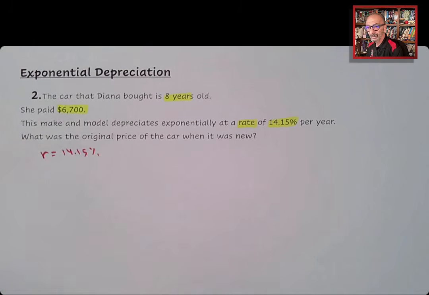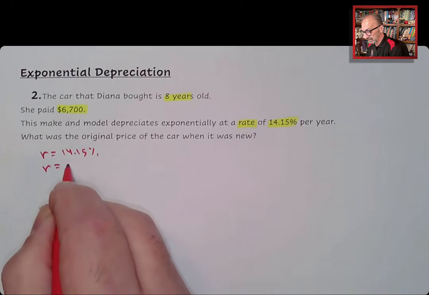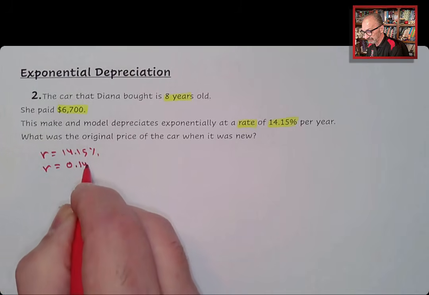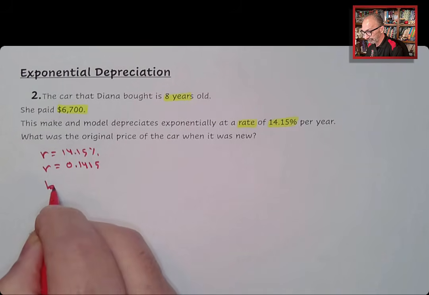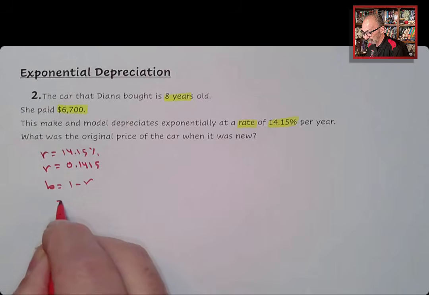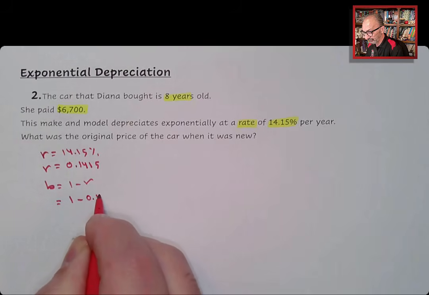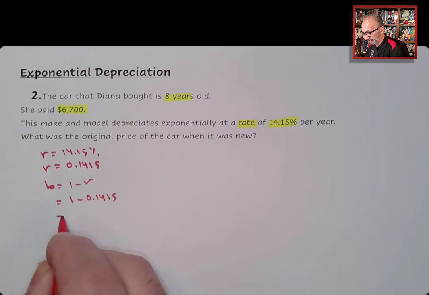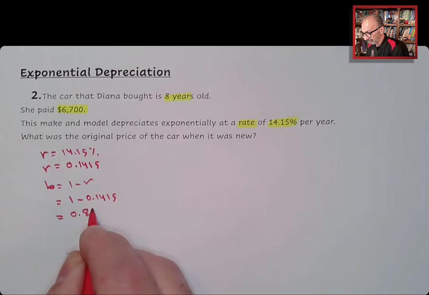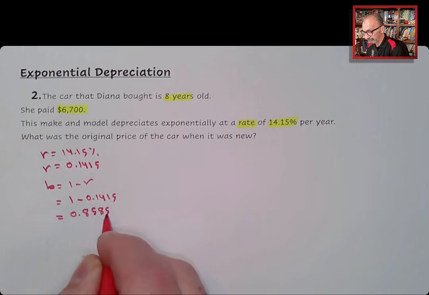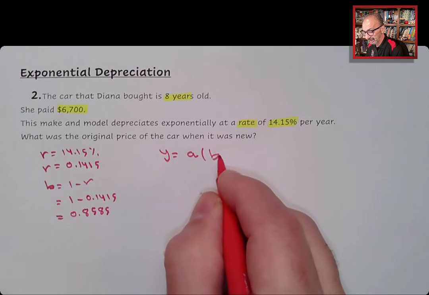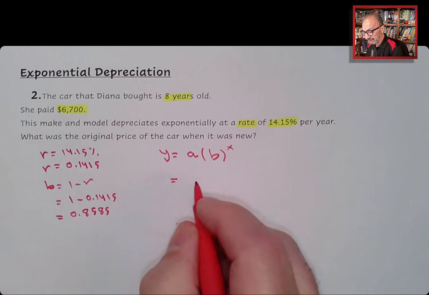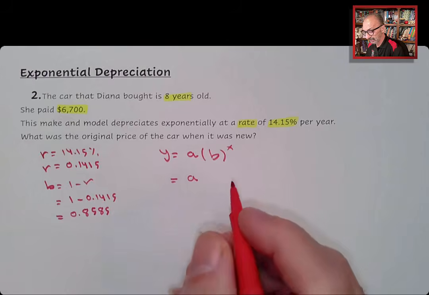R is 14.15%. As a decimal, R equals 0.1415 by dividing by 100 or by moving the decimal to the left. So b is 1 minus r, which is 1 minus 0.1415, and that is equal to 0.8585.